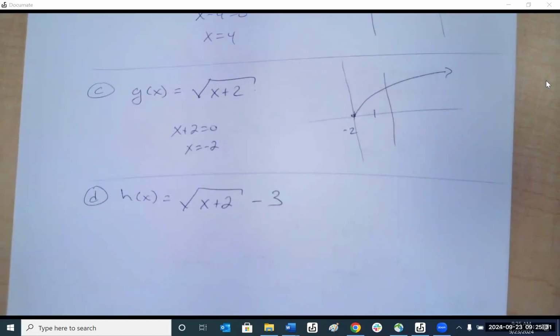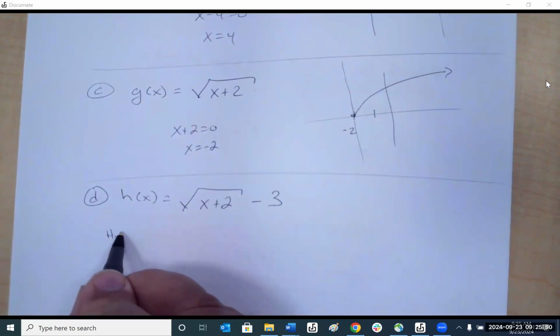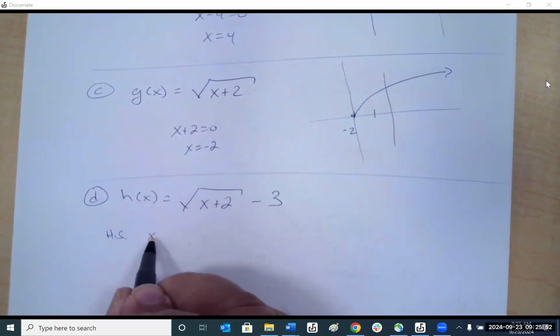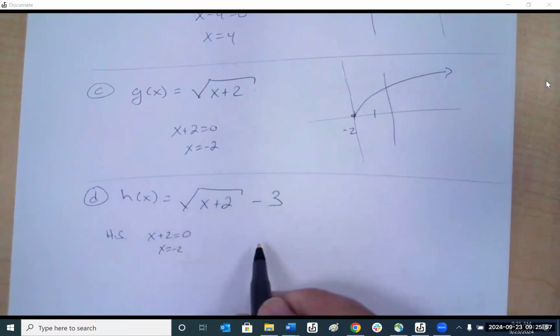How about that one? Horizontal shift is 2 to the left. Vertical shift is down 3. So we have x plus 2 equals 0, x equals -2.